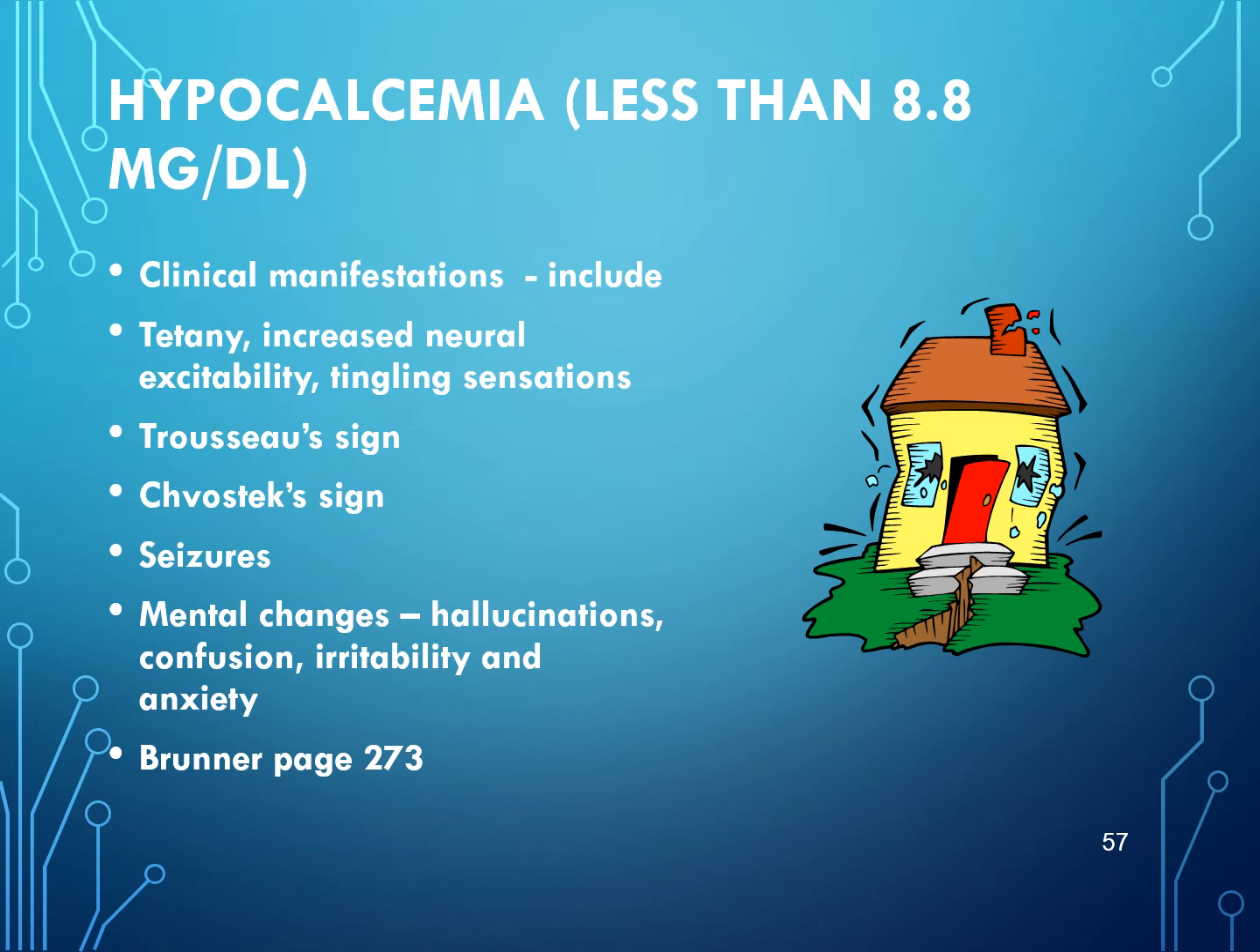We also have Trousseau's sign, which I'm going to go over on a slide coming up. And Chvostek's sign, again, I'm going to go over it on a slide coming up. I've got nice images for that. Seizures because of brain irritability, so we would actually need to have seizure precautions enacted for our clients. And mental status changes, including hallucinations, confusion, irritability, and anxiety.